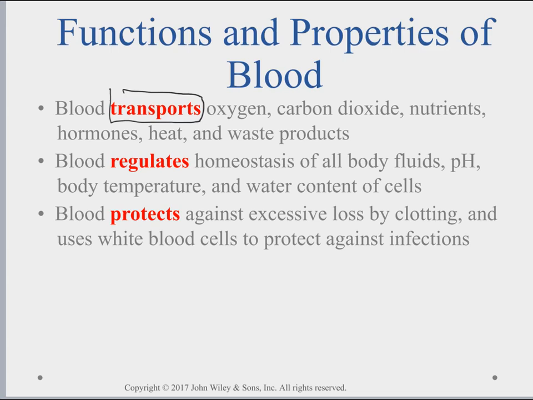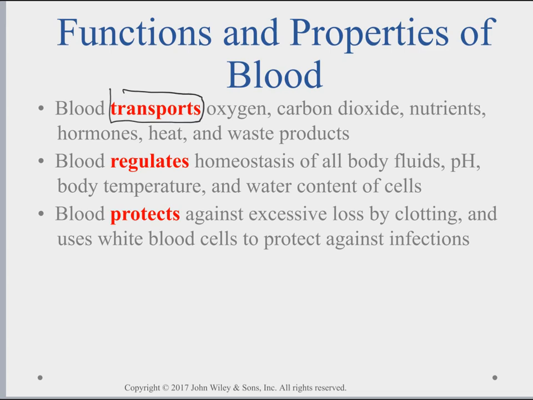So, we're also going to see that blood regulates. What's it regulating? It's maintaining homeostasis of all of our body fluids. It's regulating pH, acid-base balance, body temperature, and water content or osmolarity within our cells.